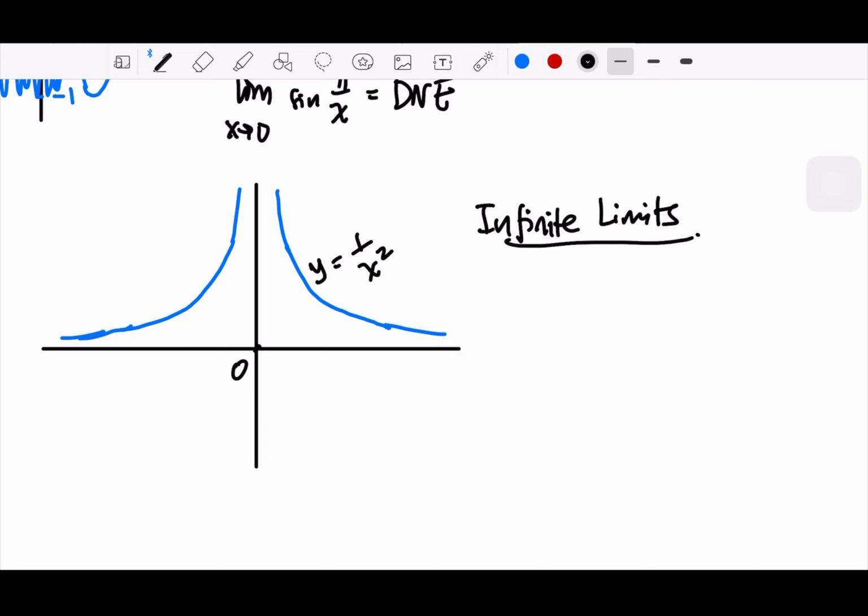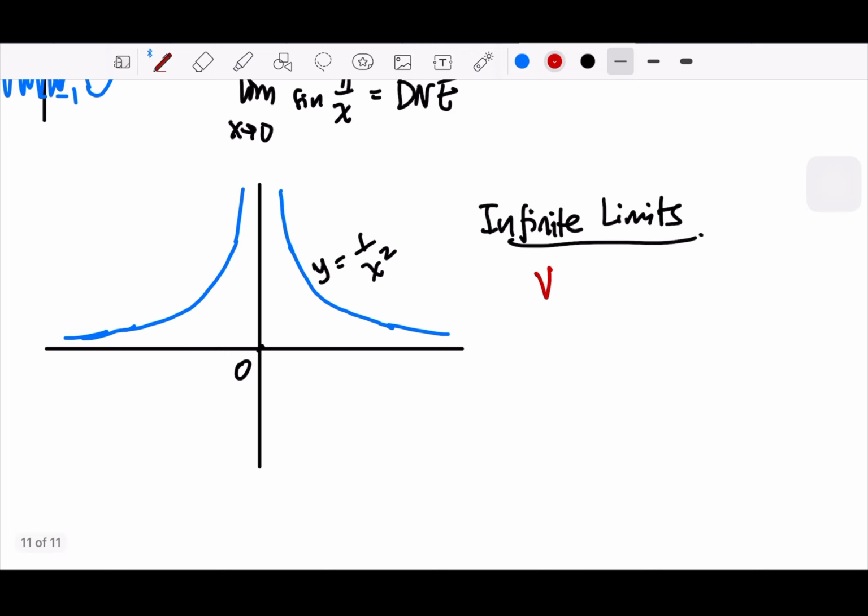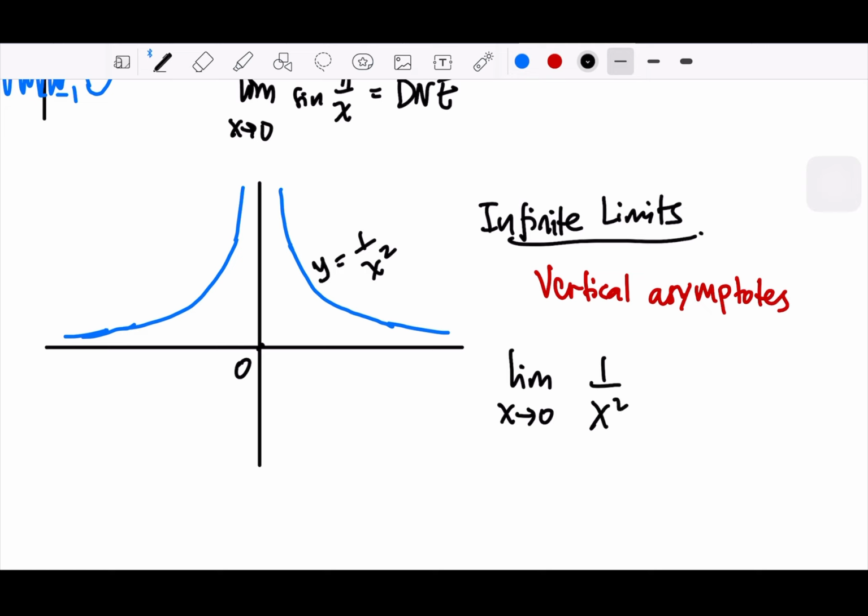And how do we notice that we have infinite limits? We will have a vertical line in the middle that we call an asymptote. Okay? The vertical asymptote. And then we can write that the limit as x approaches 0 of 1 over x squared is infinity.